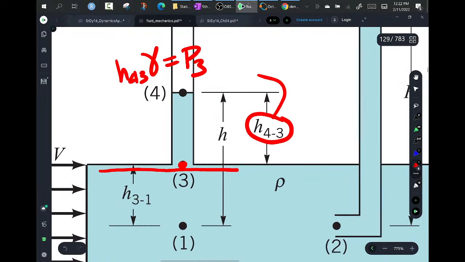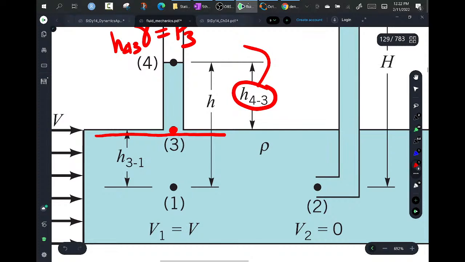Now this one is slightly different. It is true there's a velocity here. But if this particle stops, comes to right here, the particle next to it will go around it. And this one will stagnate, meaning that V2 is equal to 0.